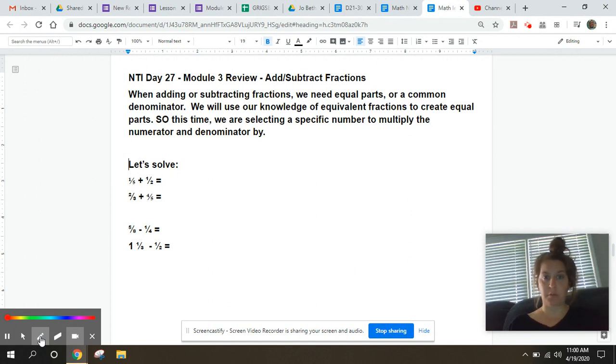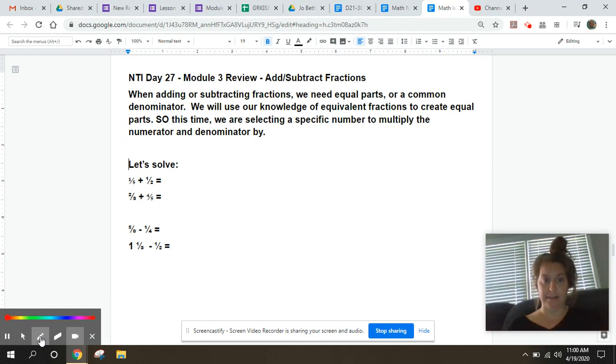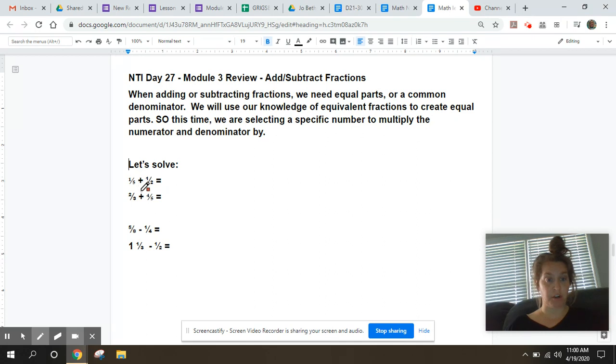We are continuing our Module 3 review, and we are working on adding and subtracting fractions today. And so we're going to use what we talked about with equivalent fractions yesterday. We're going to use that knowledge to add and subtract fractions, okay? And so we're going to start out with 1/5 plus 1/2.